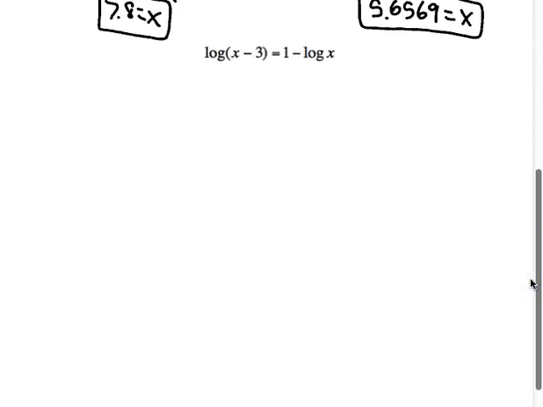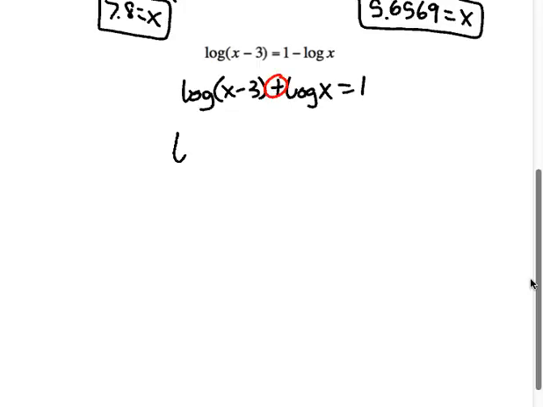All right. Now this one, the two logs are on opposite sides. So while that's a little bit of a hiccup, you can just add that log over. So log of x minus 3 plus log x equals 1. So add it over, and now I can see I have my addition property.